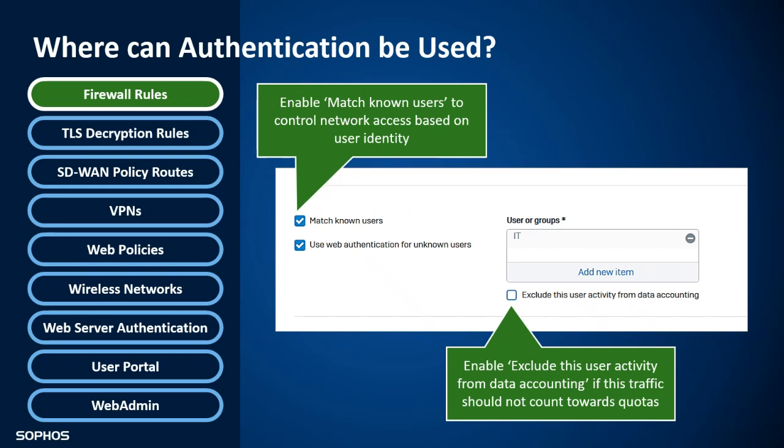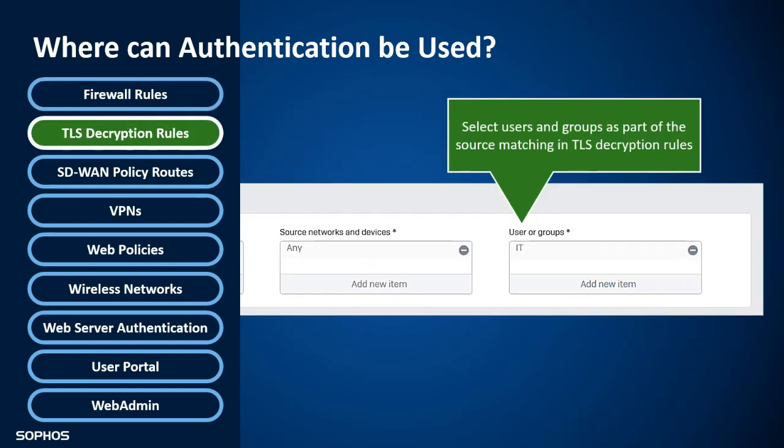If the firewall rule is for business applications such as Office 365, you can choose to exclude the traffic from data counting, which means that it will not account towards any quotas you have configured. The TLS decryption rules can be matched on user identity. This allows you to customize decryption per user or group, allowing you to set specific decryption rules and standards for a department, for example, finance or IT.